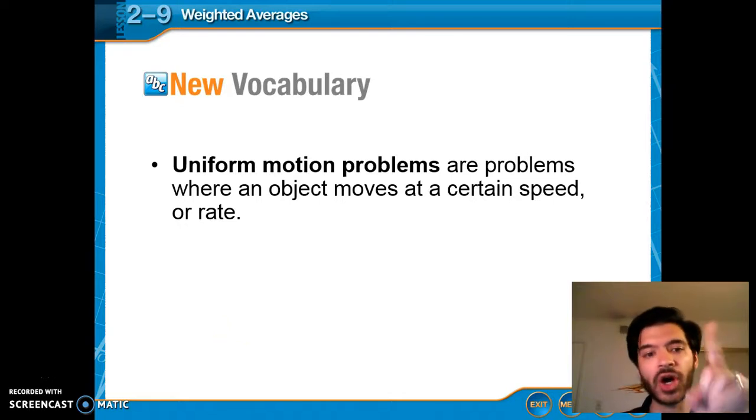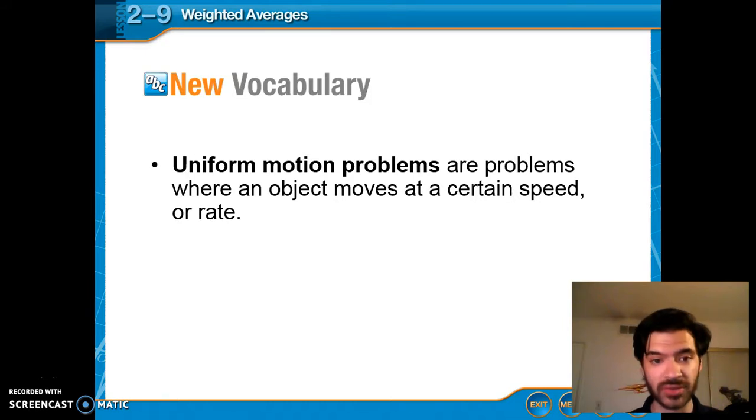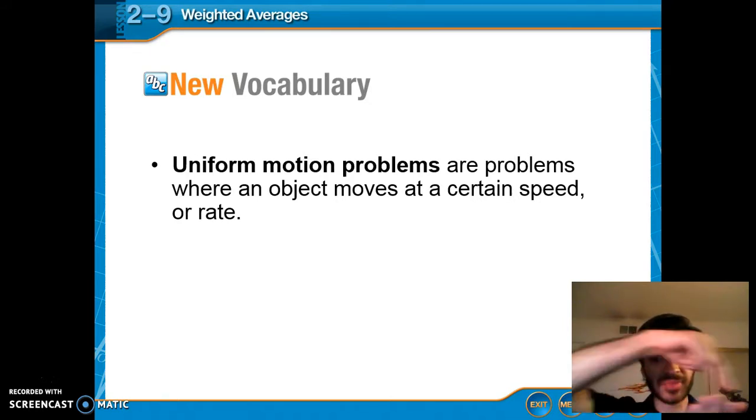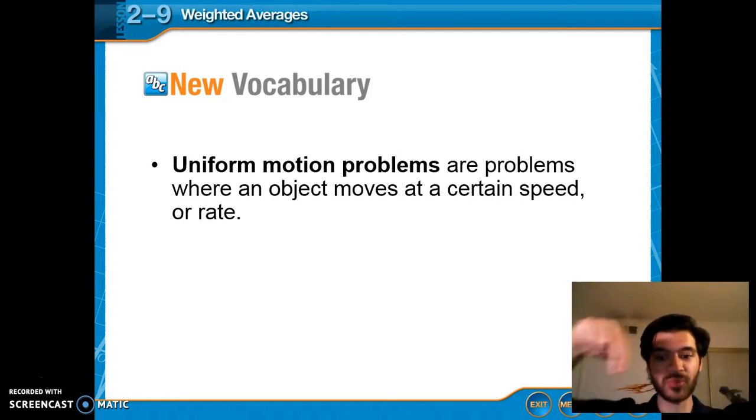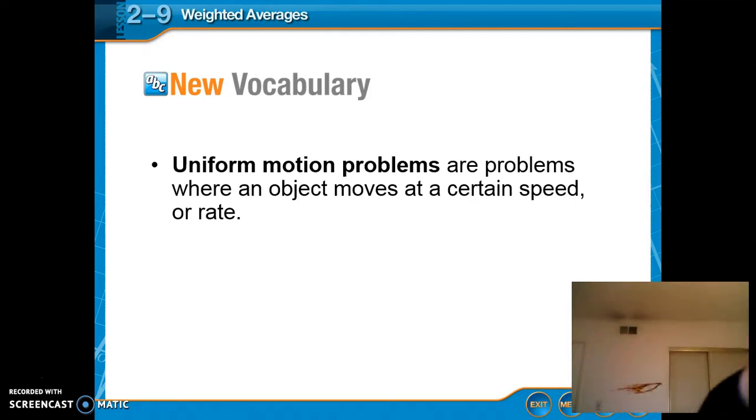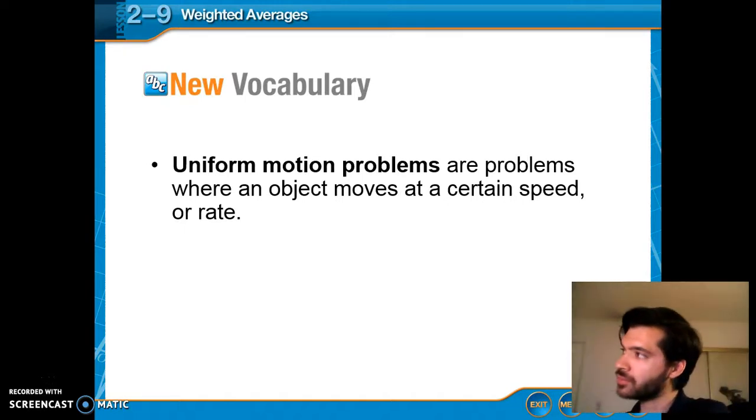Uniform motion problems are problems where the object moves at a certain speed or rate. It's the idea of taking something that is in motion, something that is moving, and you know how something can move fast and then slow and then fast again, different speeds. It's the idea of, well, what if we looked at the whole trip? What would it look like if they were moving the same speed throughout?